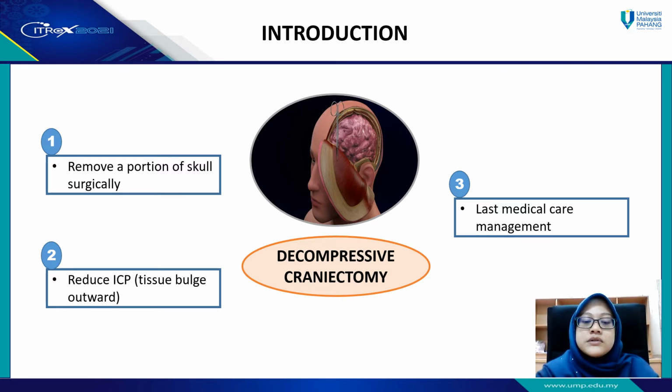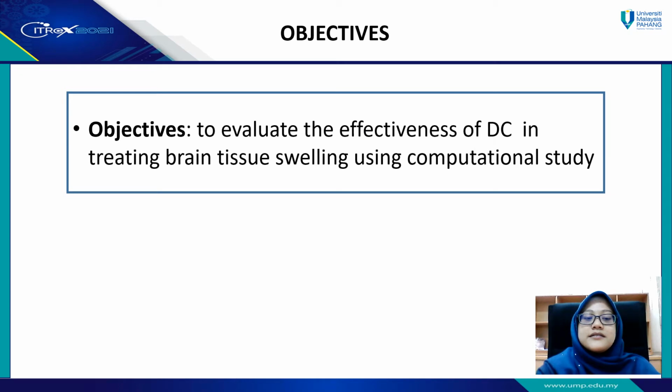However, most neurosurgeons face some difficulties in making decisions before the surgery. It is either they need to perform a pre-emptive decompressive craniectomy before the brain swelling becomes more severe, or they have to perform an operation after the brain swelling becomes severe. Thus, in this research study, we aim to develop a conceptual model to investigate the effect of decompressive craniectomy operation on brain tissue swelling after ischemic stroke.